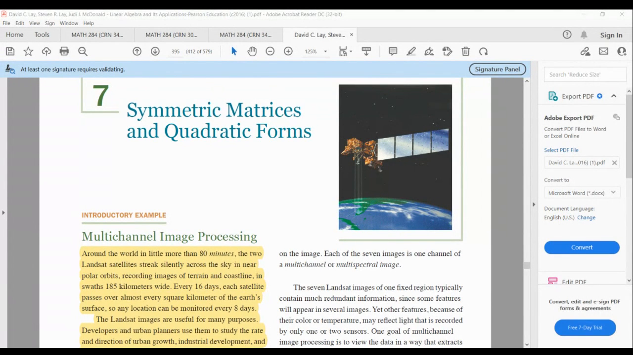All right, so we move into chapter 7, and symmetric matrices and quadratic forms are the major topic here in chapter 7. That is the major topic.